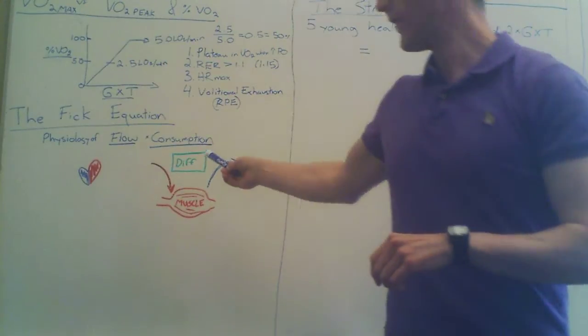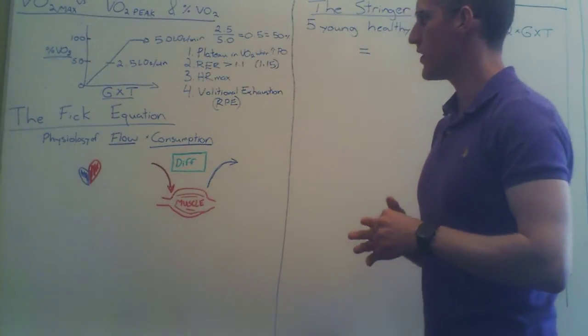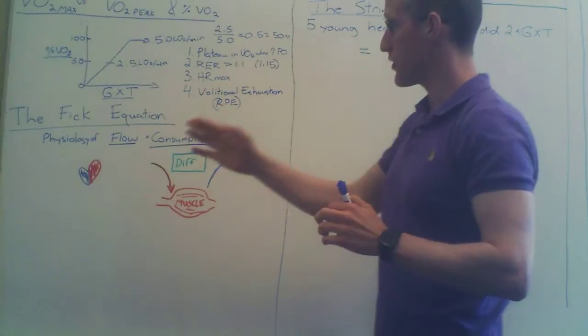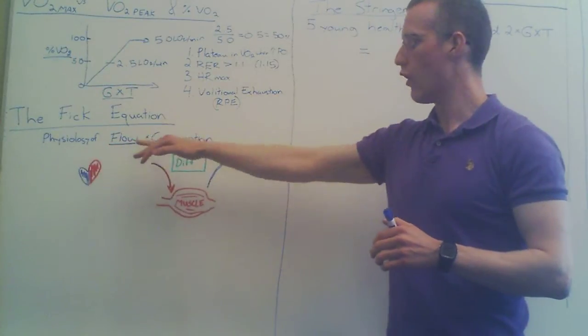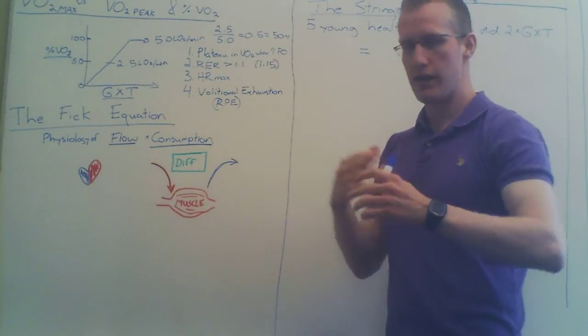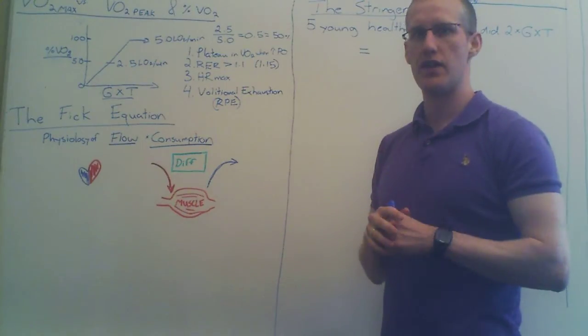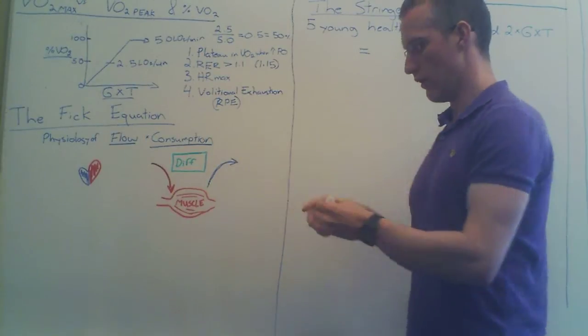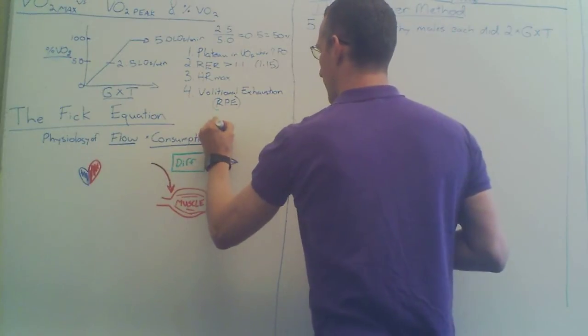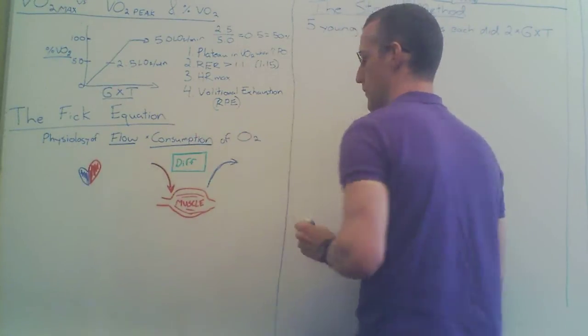So, the Fick equation. The Fick equation is going to combine two different things. It's measuring the physiology of flow and consumption. And you can pick different things in your body to measure, but we almost exclusively are going to measure oxygen consumption. So, in our case, oxygen consumption.